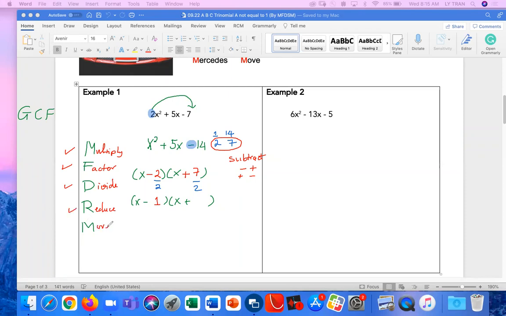We gotta move our beautiful Mercedes. So we're gonna move the 2 over here to the front, and it's gonna give us a 2, and then right here we drop down the 7. Now let's check our work.